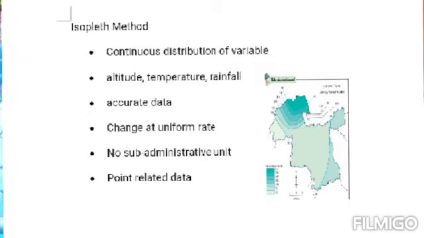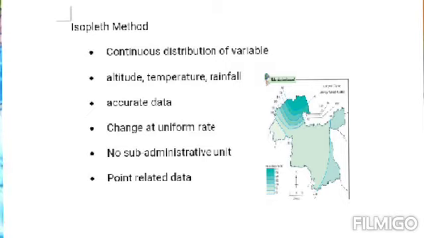For isopleth method, the most important thing is we require accurate data. Assumption cannot be there, right? Accurate data is required. Next, the difference between the variable of two places changes at a uniform rate. There is one assumption in isopleth. I told you no assumption. Data is required accurate. But when we join two locations, two places or 5-10 places with a line, then we have to assume that the variable of the two places changes at a uniform rate.